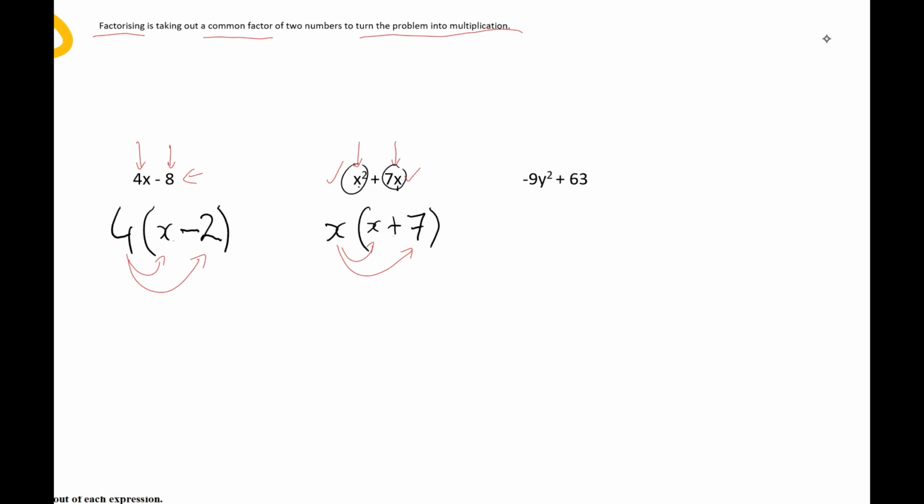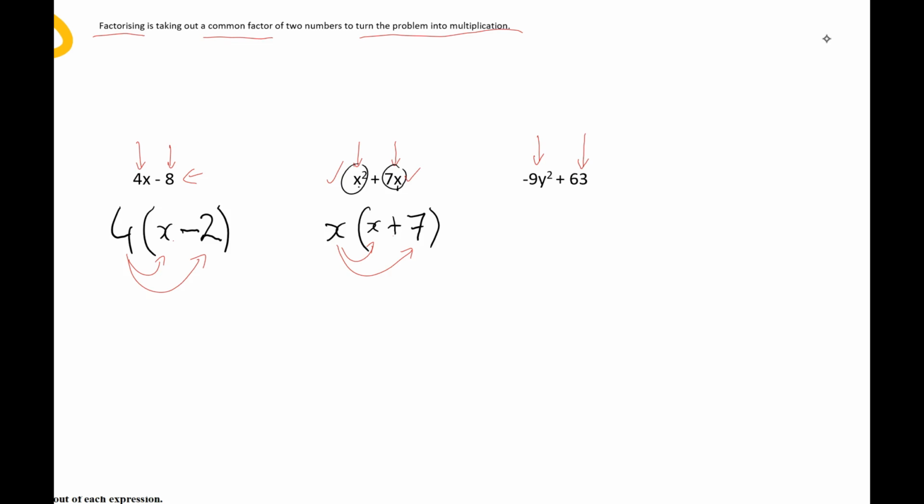This one's tricky. Negative 9y squared plus 63. Well, remember we're just looking for a factor that's common to both of the terms. In this case, we've got negative 9y squared as one term, 63 is another term. So what goes into what? Let's look at the numbers first. We've got 9 and 63, or negative 9 and 63.